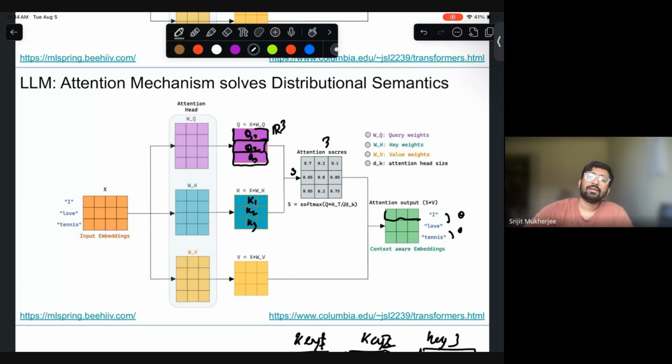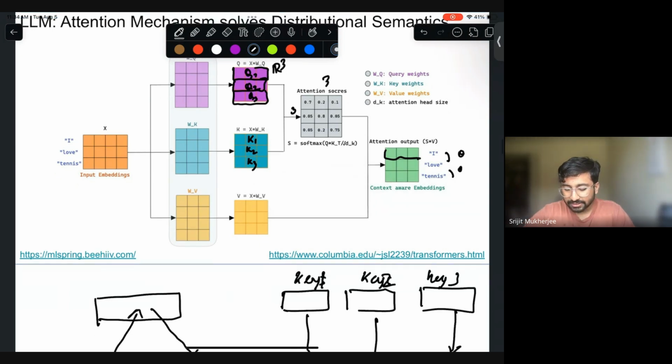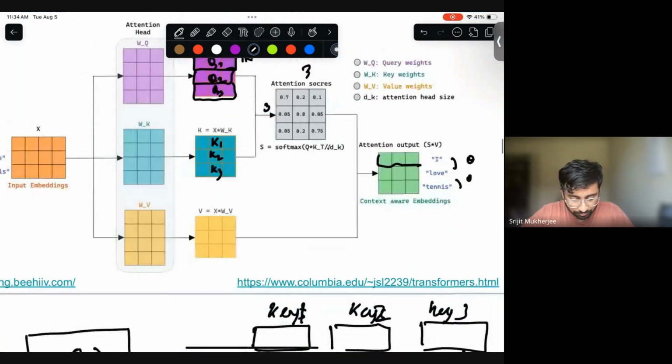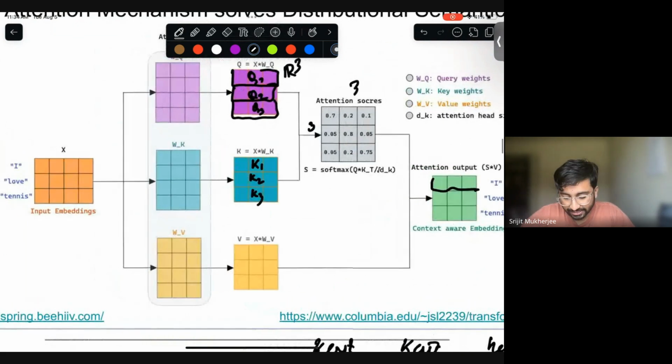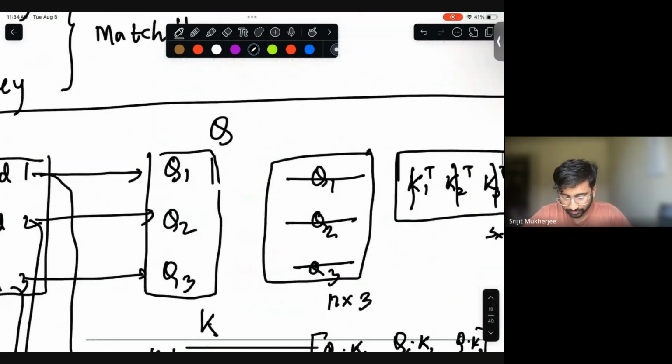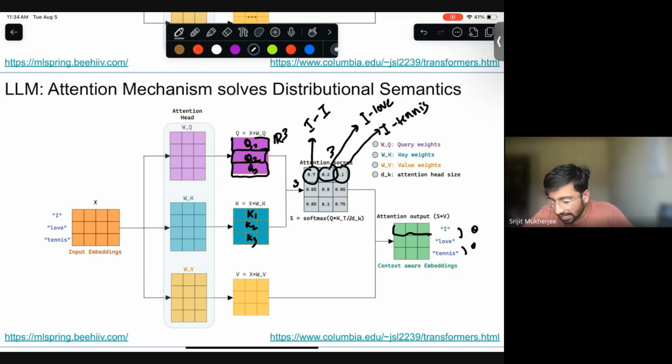Okay. Good. So now we are not solved here. We understood how the attention comes in. What we have not understood is how it's updated. So based on this attention, what do we know? 0.7 says the relationship of I with I. 0.2 says the relationship of I with love. And this says I with tennis. So how are we getting this new I from this?